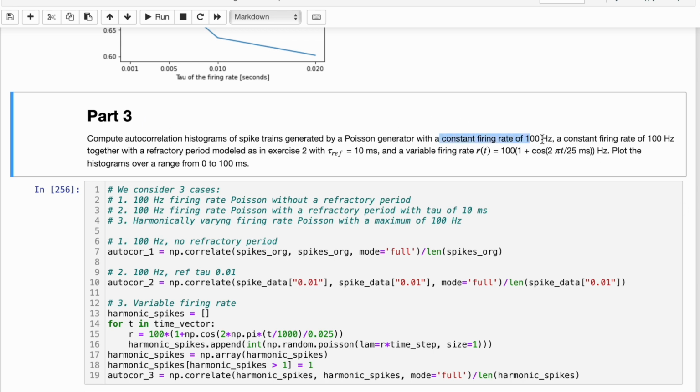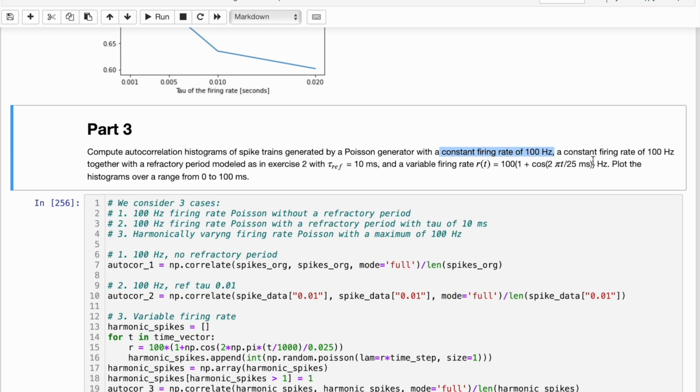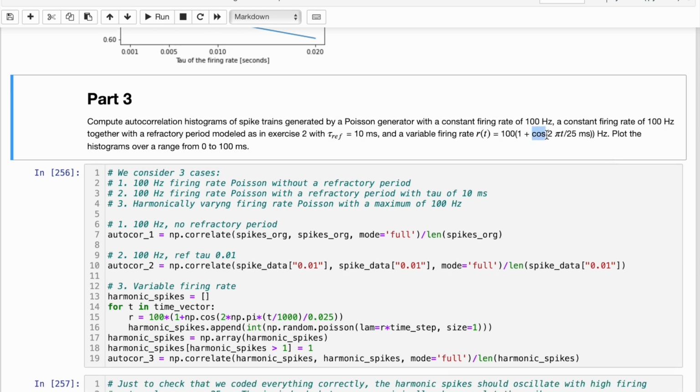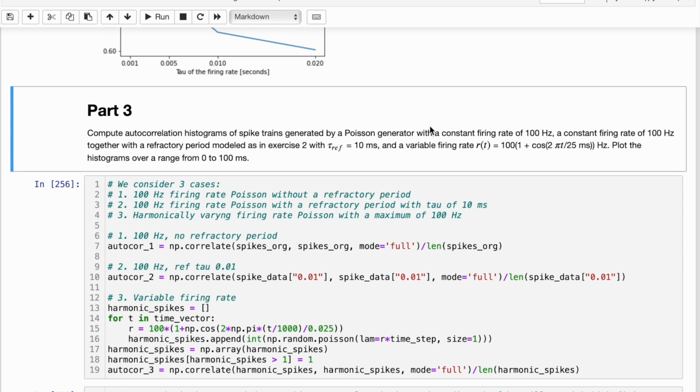First we'll apply it to data with a constant firing rate of 100 Hertz, and the second one is also 100 Hertz but with a refractory period. This is from part 1 and part 2 respectively. And a third one is just a slightly different way to generate data, generated in a harmonic fashion, so it's a cosine function. So we have these 3 time series of spikes, and we want to apply the autocorrelation function and plot the histograms of the results.